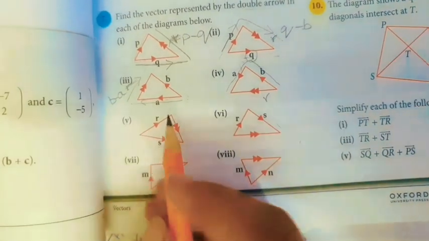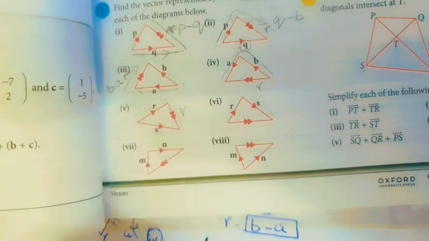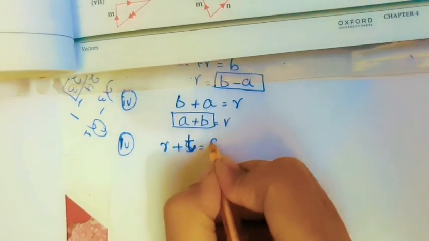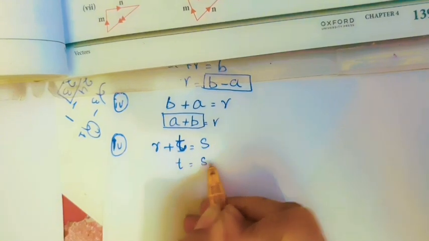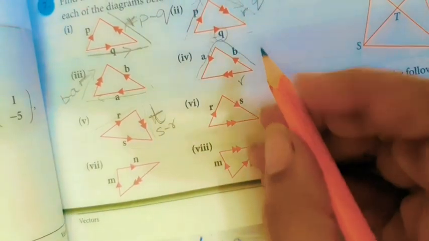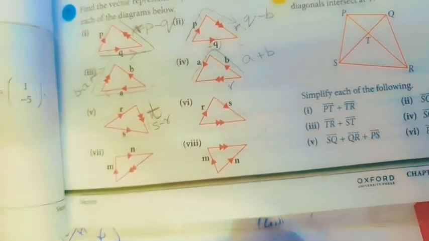Which two vectors are in the same direction? Here R and this resultant vector. R and the resultant vector are in the same direction. Here I am taking the resultant vector as T, okay, so that we don't get confused. R plus T is equal to S. So here we have to find T. So T is equal to S minus R. This is our answer, S minus R. Okay, I am writing S minus R, and the answer of 4 was A plus B. Okay. Now move to 6th part.